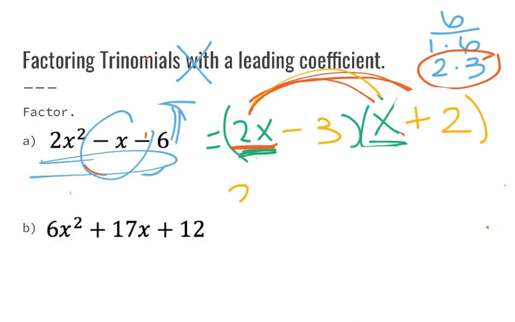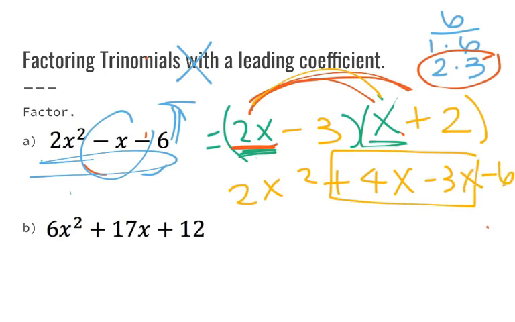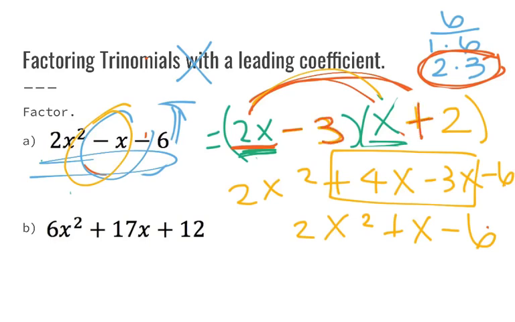So FOIL it back out. 2x squared plus 4x minus 3x minus 6. And then if I put together my like terms, I am getting 2x squared plus x minus 6. So I'm really, really close to getting it correctly. I just needed that to be -x. Okay, so that doesn't mean that 2 and 3 won't work. It still might work, but I've only tried it with the 3 being the negative and the 2 being positive.